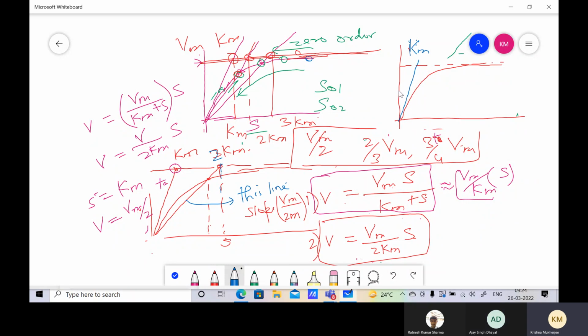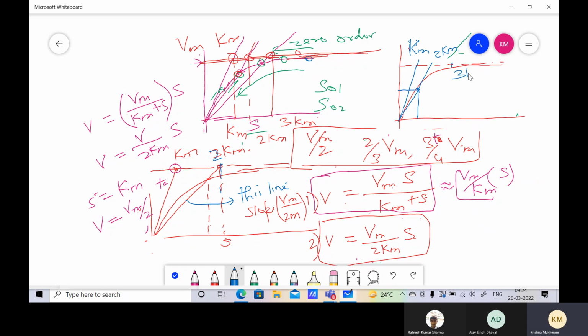So now this is Vmax by 2 and this is S equal to Km. Right. So if I draw a line like this from here to here, this will be 2 Km. The tangent will cut at Km. The line passing through Vmax by 2 and through 0 will cut at 2 Km.